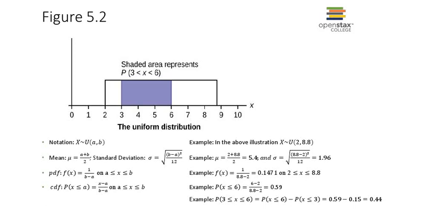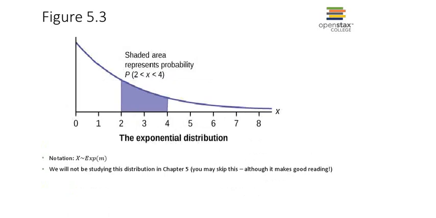Okay, so welcome back, and we're only going to talk about the uniform distribution in this chapter. However, this chapter also discusses the exponential distribution. The exponential distribution takes the form x is an exponential expression with respect to m, which is given here in this curve, and it's good reading. I highly encourage you to do it, but we'll not be studying it in this chapter, so we can skip this for right now and move on.